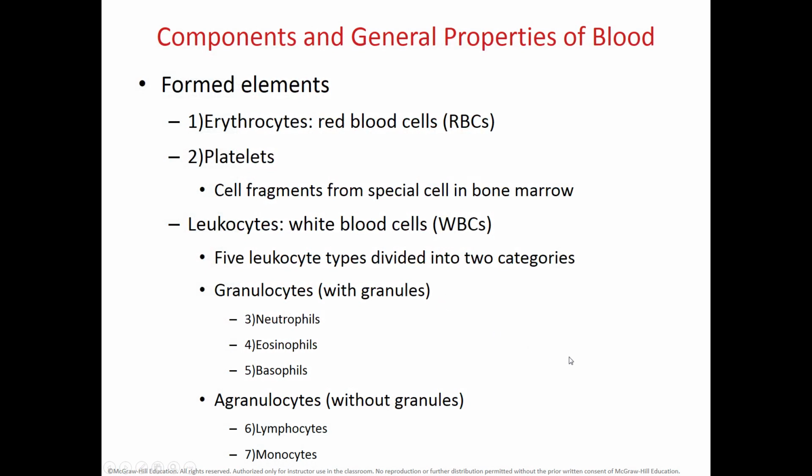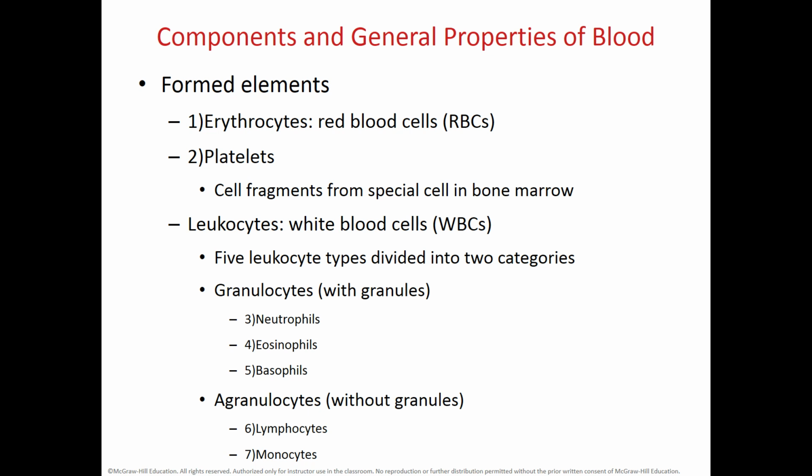So let's talk about the specific components and the general properties of the blood. So the formed elements, or the cells, will be known as erythrocytes or red blood cells, RBCs. The other formed element will be the platelets, which are fragments that are derived from a cell in the bone marrow that we call the megakaryocyte. And leukocytes will be the white blood cells. And we have 5 different types of white blood cells.